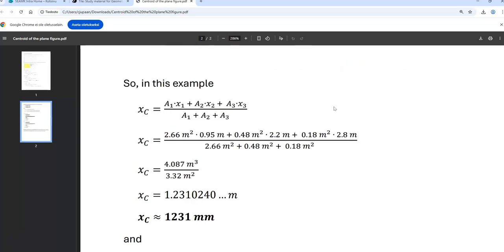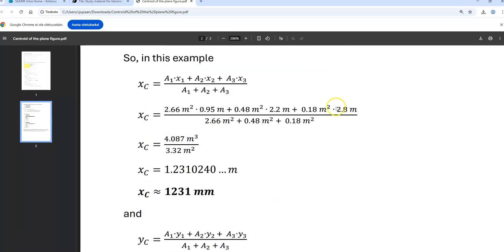So in this example, you can see I am calculating the coordinates of the center point of that figure we had, and here I am using those numbers which I calculated there. There are those areas from every 3 subregions there, and there are x coordinates of the center points of each rectangle. And in the bottom part you have the sum of those areas.